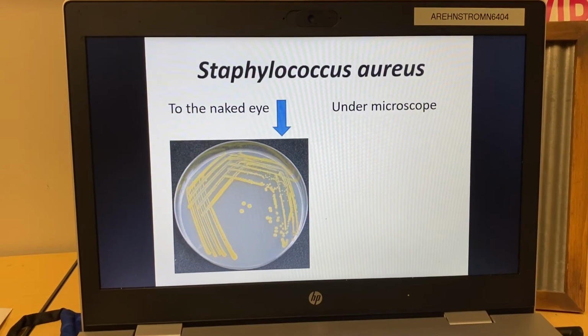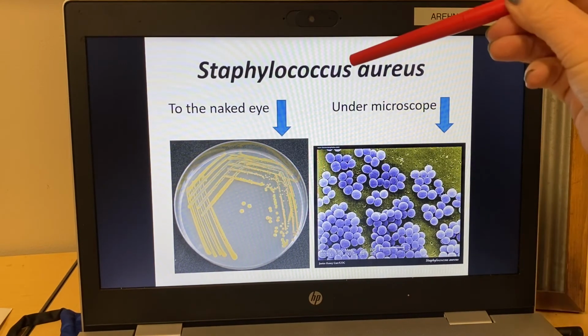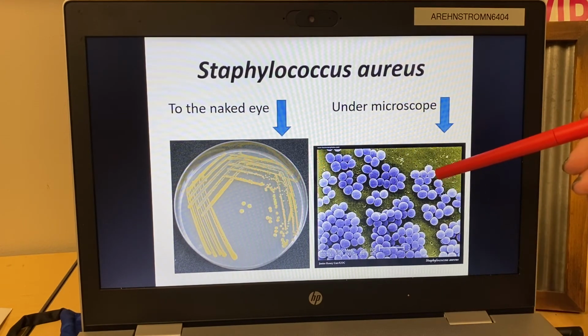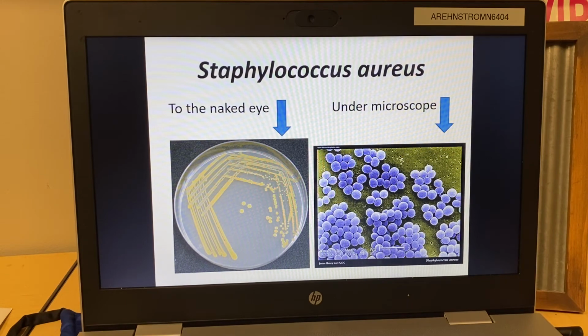Okay, one thing I want to point out, and I will talk about this much more and explain it to you when you're actually in lab: under the microscope, there are only two color choices. It's either going to be pink or purple. But under the microscope, you can also see Staphylococcus. It's round bacteria in clusters, and that is what the genus is telling you.